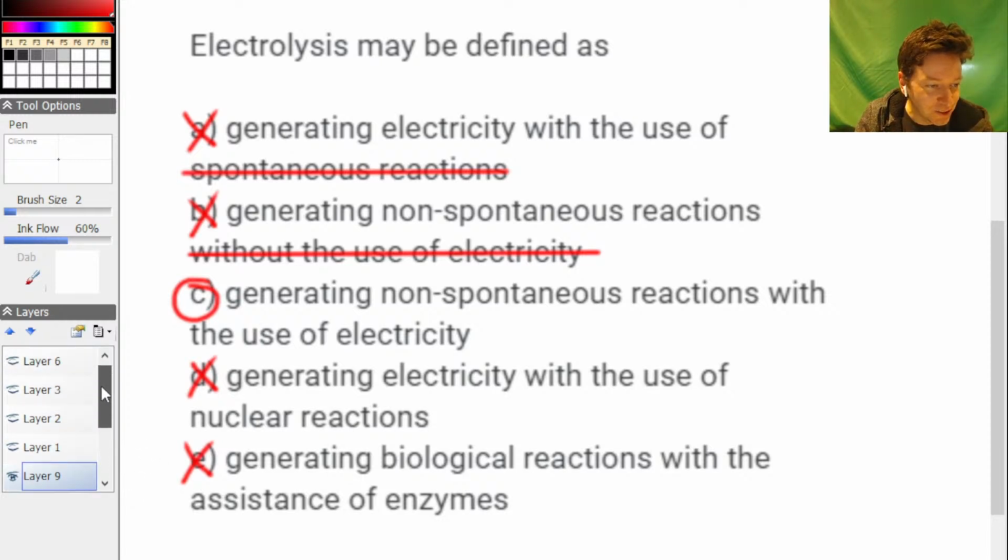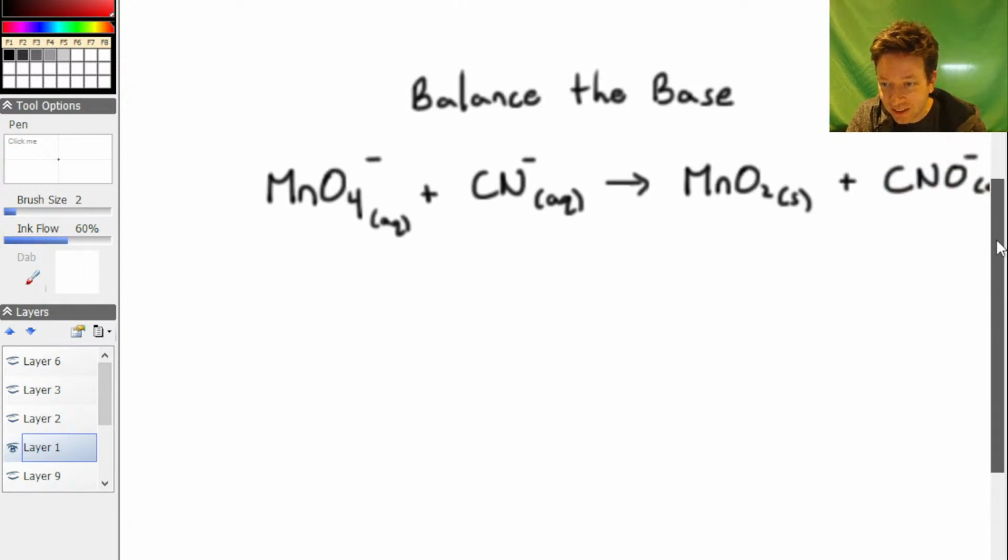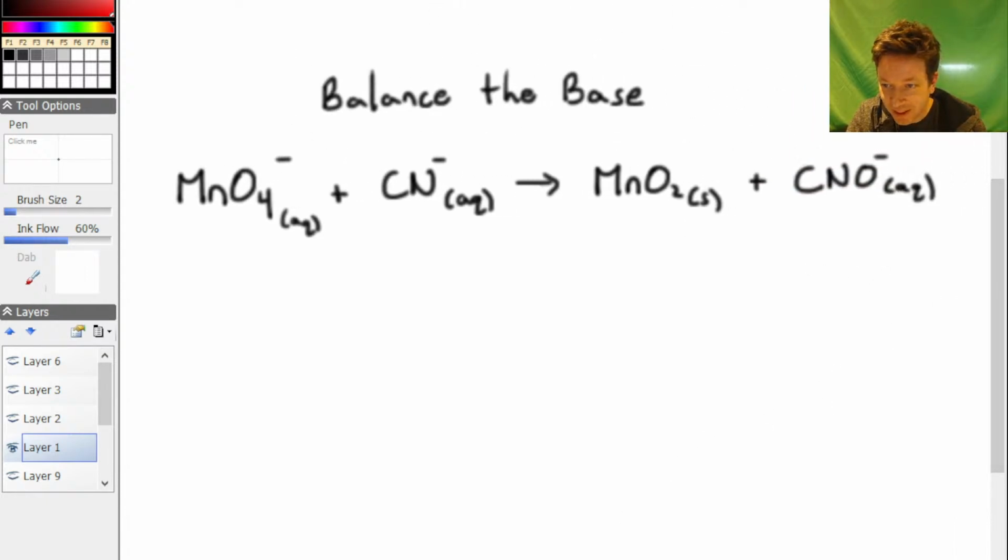Okay, so there's some examples of multiple choice questions. Let's go over how to balance. I get a lot of students constantly asking me how to balance. Let me scroll so we can see the whole reaction there. Move this over a bit. There we go. A lot of students asking me how to balance.